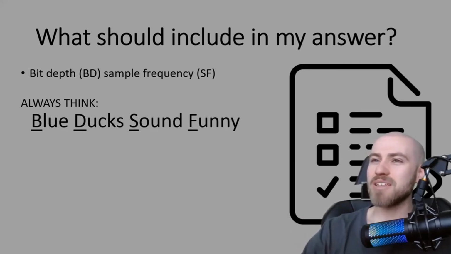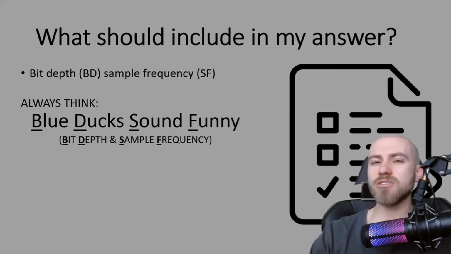So you've got BD, blue ducks, which is bit depth, and then sound funny, sample frequency, which is the SF part of it. So if we can remember blue ducks sound funny, we need to think that we need to include bit depth and sample frequency in our answer, because they are the two things that affect the file size and the quality.